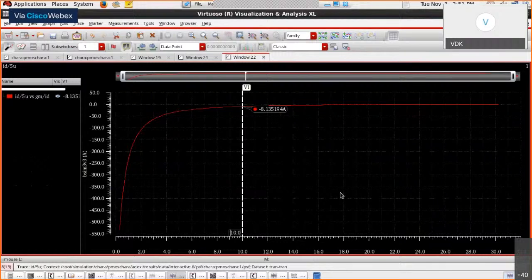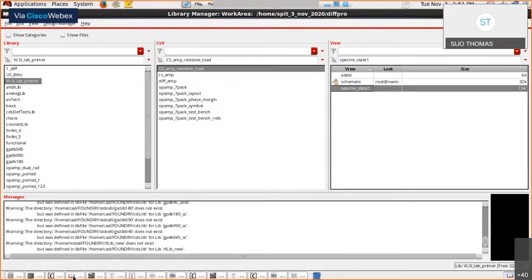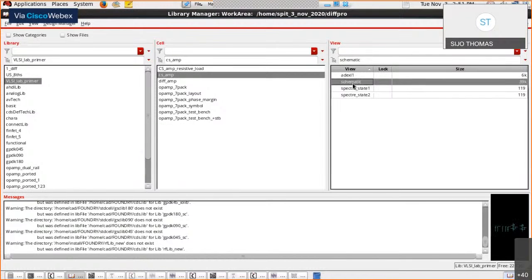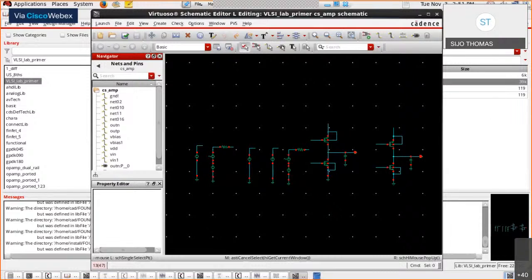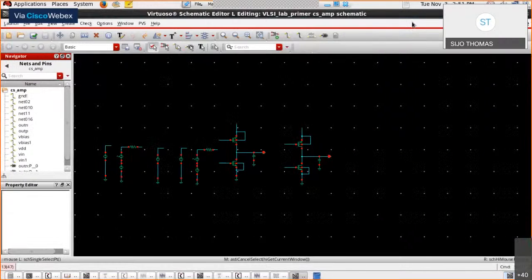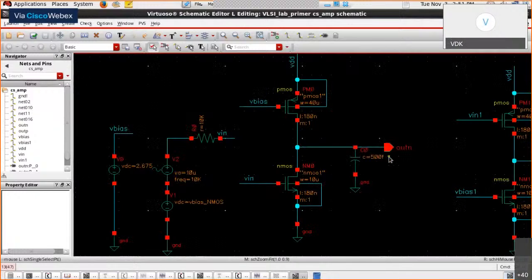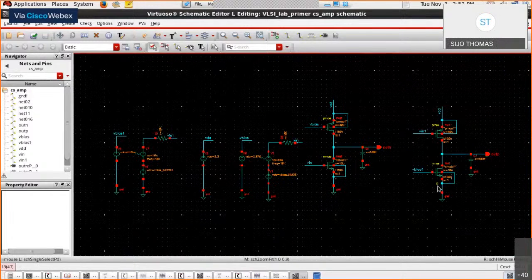So let us open the schematic for the common source amplifier with this PMOS current source load. Can you zoom in, please, into the schematics first? No, you zoomed in too much. I just would like to see the two circuits.